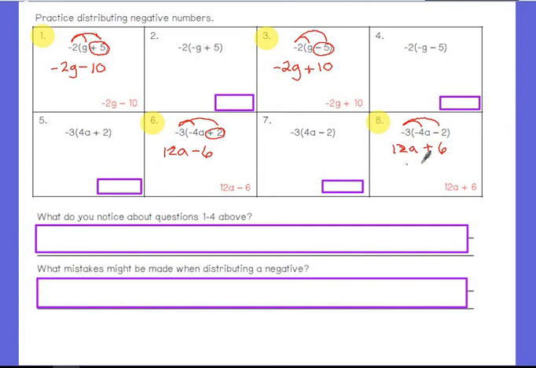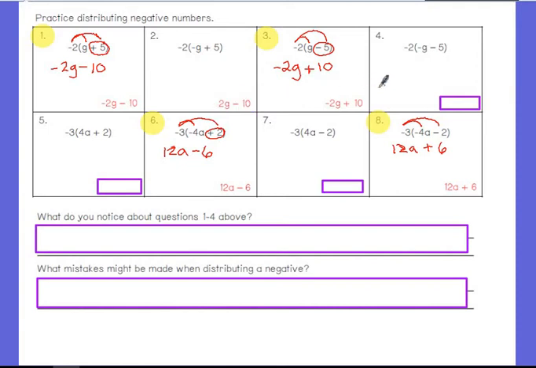Okay, I would like you to pause the video and try the remaining 4 problems. Then as your group discusses these questions and comes up with an answer, when you start the video back, I will show you the answers. Alright, the answers to these.